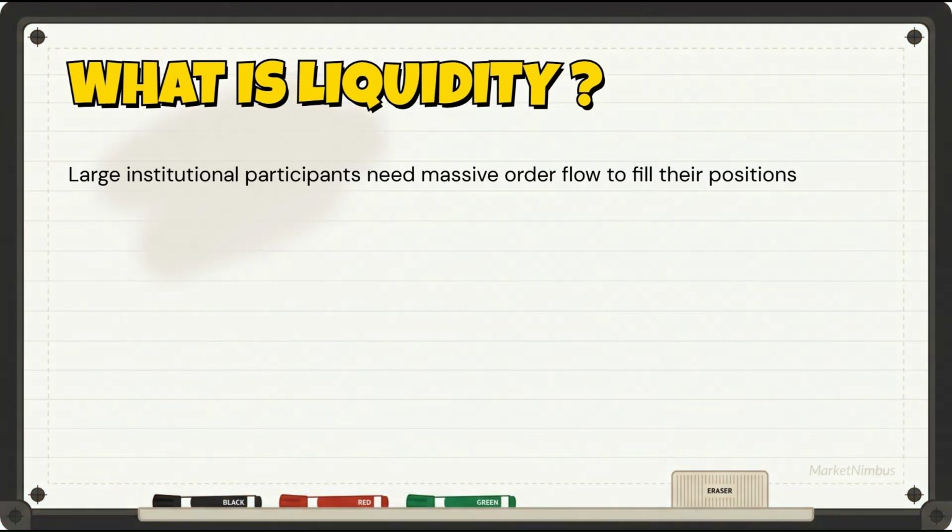Large institutional participants, who represent roughly 95% of market volume, need massive order flow to fill their positions. They can't just click buy or sell without moving the market against themselves. So they gravitate toward these liquidity zones because that's where the transactions are waiting. Once you accept this, random price movement starts looking very logical.